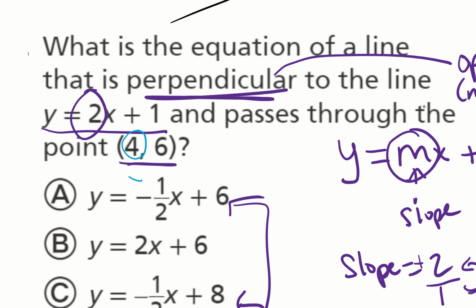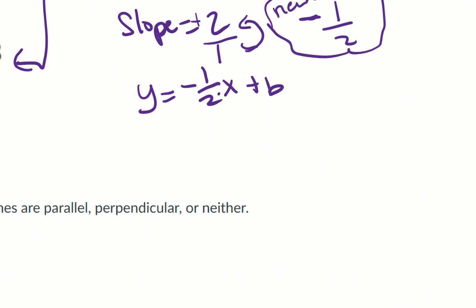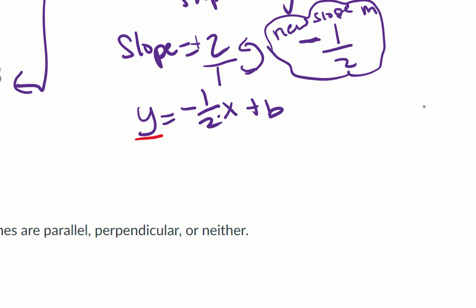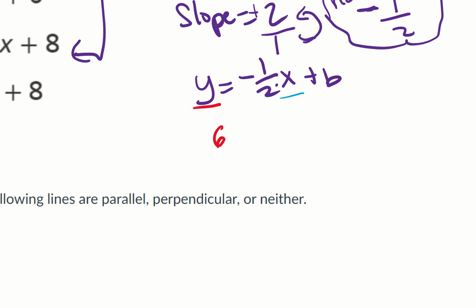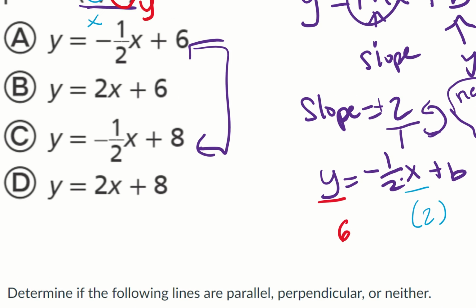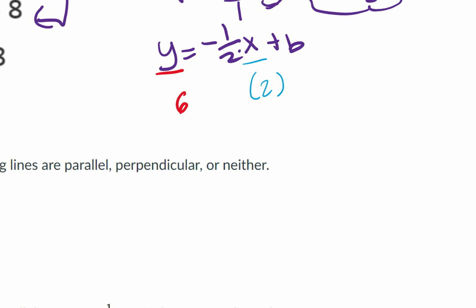So that's x, and this is y. Let's go ahead and plug that into this equation. y is 6, x is 4. I thought it was 2, it was 4. So y, which is 6, equals negative 1/2 times 4, because we're multiplying by x, plus b. Half of 4 is 2, and a negative times a positive is a negative, so this is a negative 2.